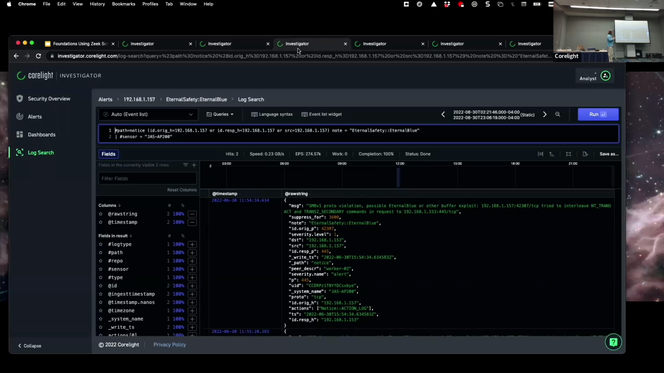Now, in this case, I'm looking for something from my sensor because I wanted to be able to demonstrate pulling the smart PCAP, because my workstation can find that. But here we're defining the information. We're telling you what we found. In this case, it's an SMB version 1 violation, possible Eternal Blue or buffer exploit, the IP address that did it and what they did.